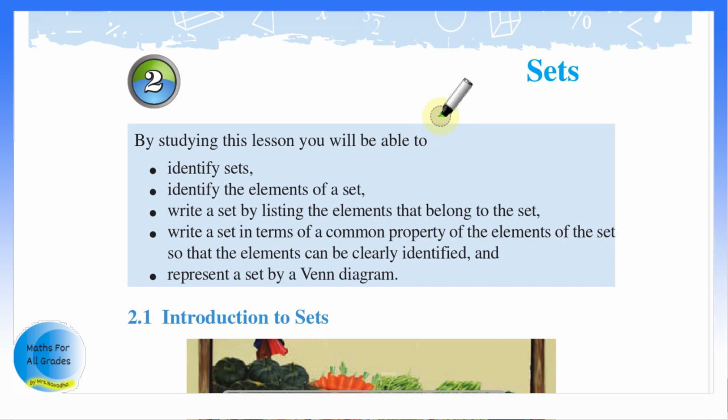I'm Mrs. Navodha. In this video, I'll teach you the second lesson of your math textbook which is about sets. Before starting the lesson, let's see what you're going to achieve after learning this lesson.